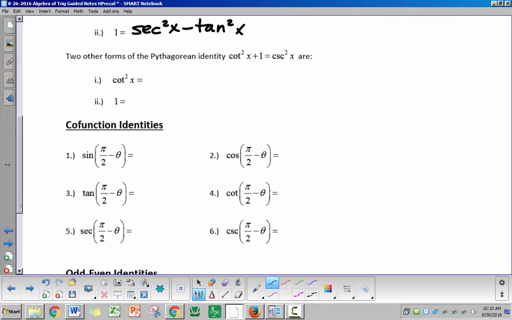Moving along, the other forms of the identity here. What about the cotangent squared x plus 1 equals cosecant squared x? Can we rewrite it and figure out what cotangent squared equals? Yep, cosecant squared x minus 1. Perfect. And what does 1 equal? Cosecant squared x minus cotangent squared x. Very nice. So this piece of paper is going to be very, very important to you, I suspect.